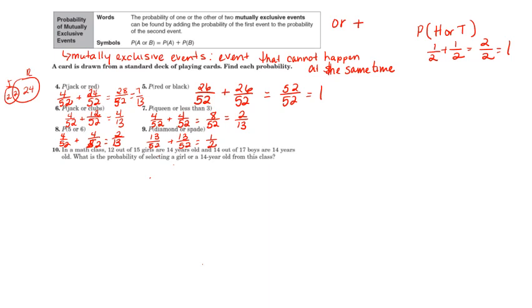And I'm looking at your classwork. And let me see. I don't see any that overlap a little bit. Queen of hearts or queen of diamonds. Yeah. Okay. So when they're mutually exclusive, so when you see that word or, you're going to add those probabilities together.